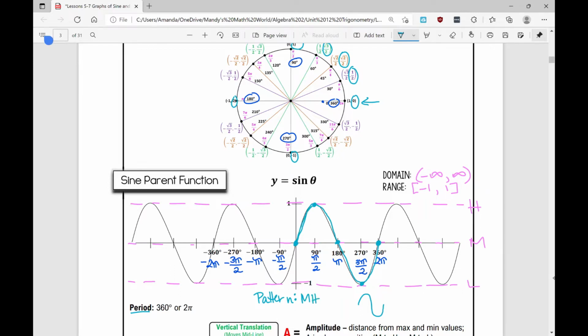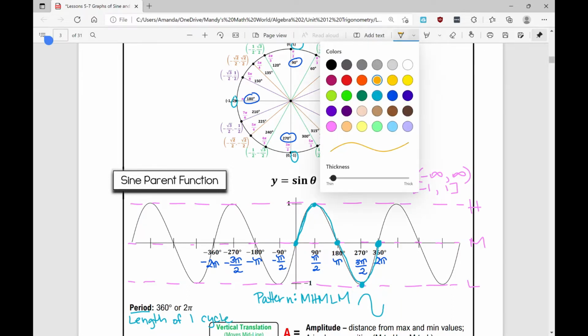We went back down to our midline. We went down to our low line. And then we went back to our midline. There's the pattern for the sinusoidal function. And the 360 degrees, that's where we ended right here. That's the length of one cycle, and that's called a period. So the length of one cycle is a period. And let's go ahead and label that up here.